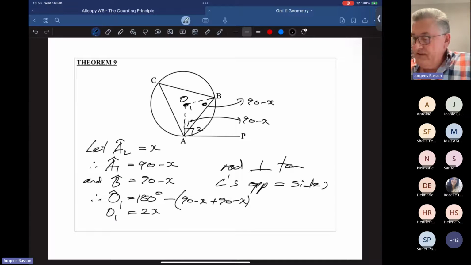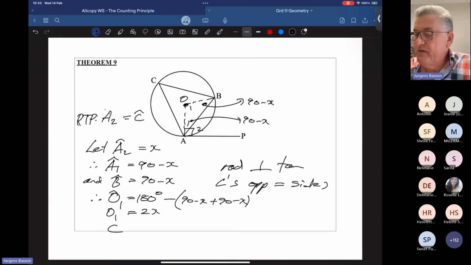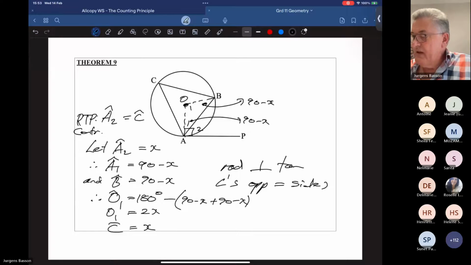Now, our aim is to get to C because we want to prove A2 equal to C. We can write that down as what is required to prove here, that A2 is equal to angle C. And then we did the construction. They must also say that, and then they can continue with that. So now we say C is equal to X, and that is angle at center.